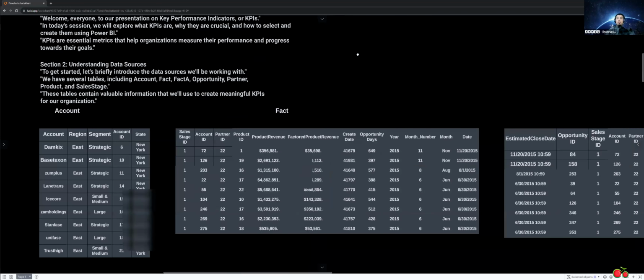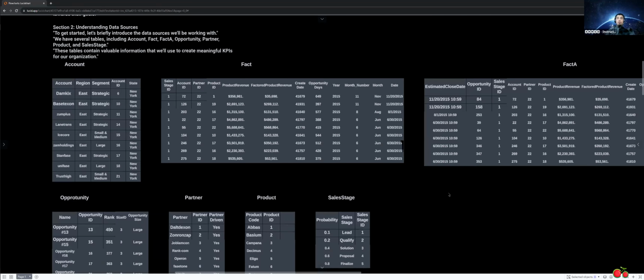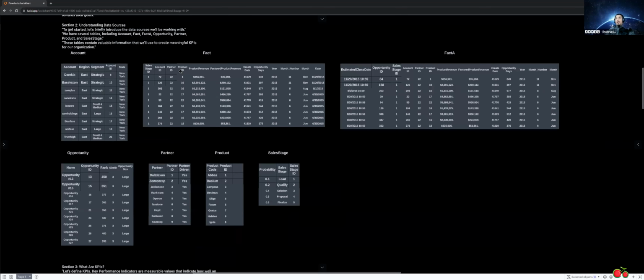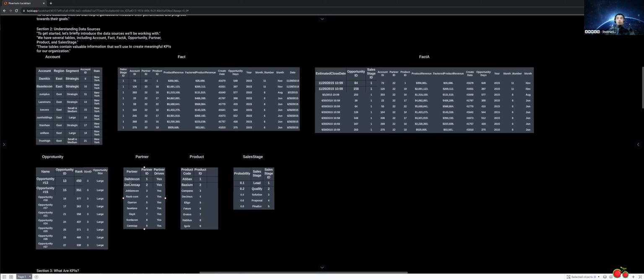As you can see right here, we have a lot of tables, right? So basically we have the accounts, fact A, opportunity, partners, product, sales stage, and you need to look at every single table. Right here, I know this is nothing but info or values about accounts. Here, this is a fact table, and if you've been in IPBC, you've definitely been introduced to data warehousing, so you know what fact and dimension tables are.